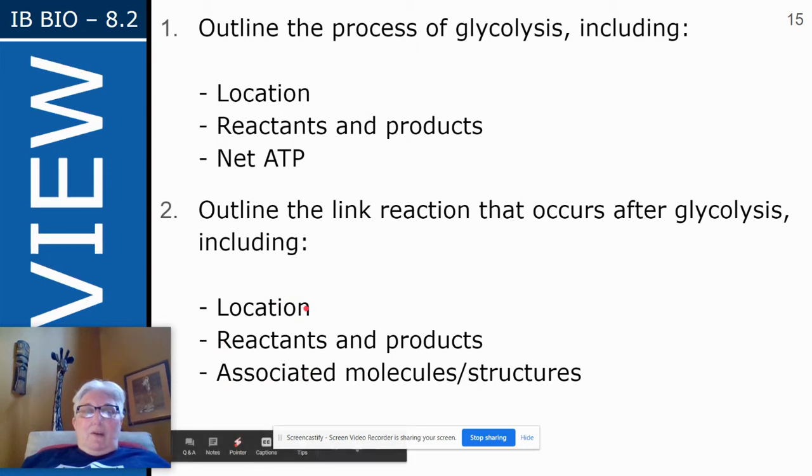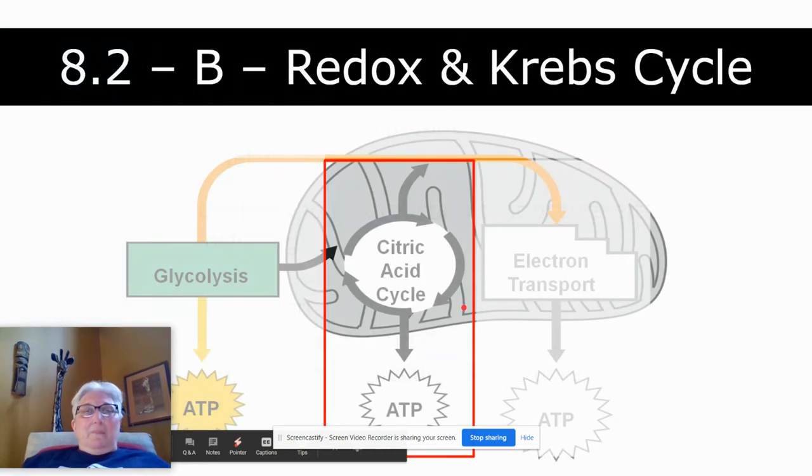And where does it occur? As I said, it's in the cytoplasm. What do we get? How much ATP?